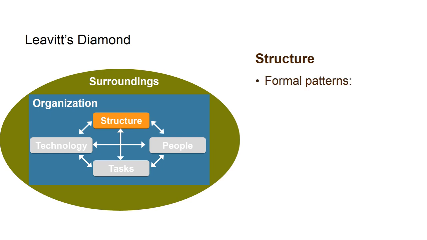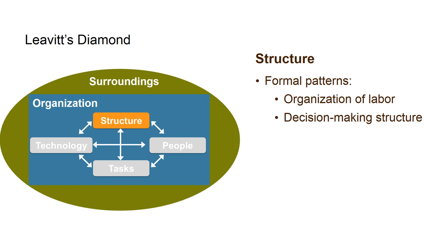Structure. This is about the formal patterns of the organization. How is the organization of labor? What is the decision-making structure? What the COO, Chief Operations Officer, must decide versus the decisions the CFO, the Chief Financial Officer, has to make. What are the communication patterns? Are you allowed to see all documents? Or are there restrictions depending on the position you hold in the company?